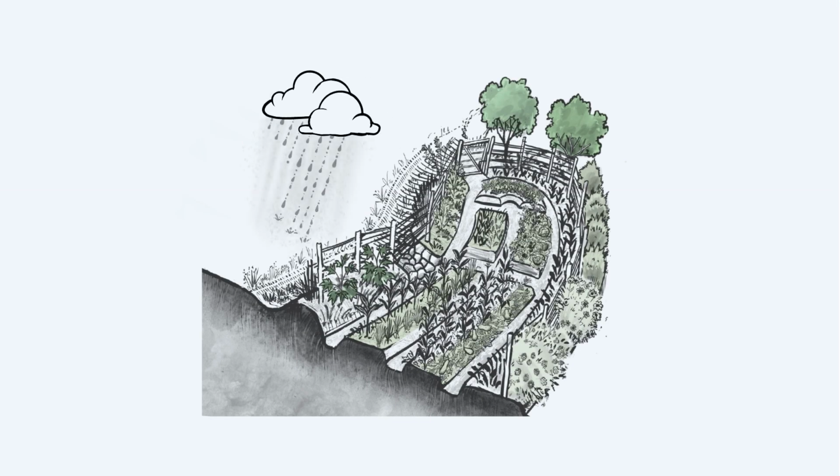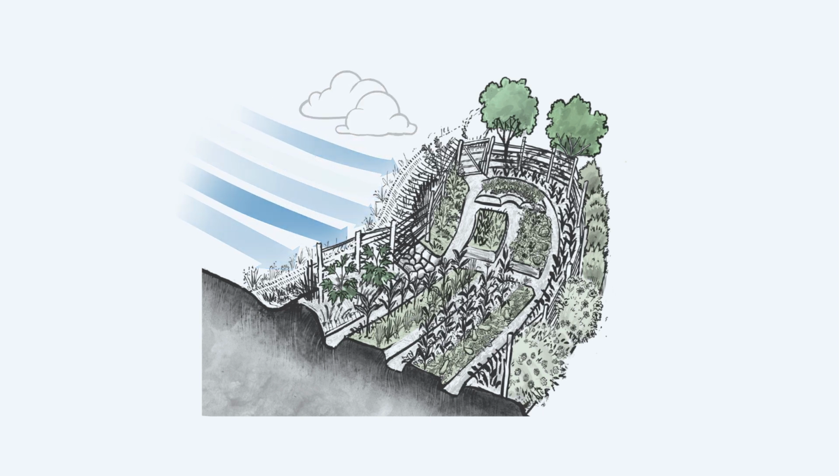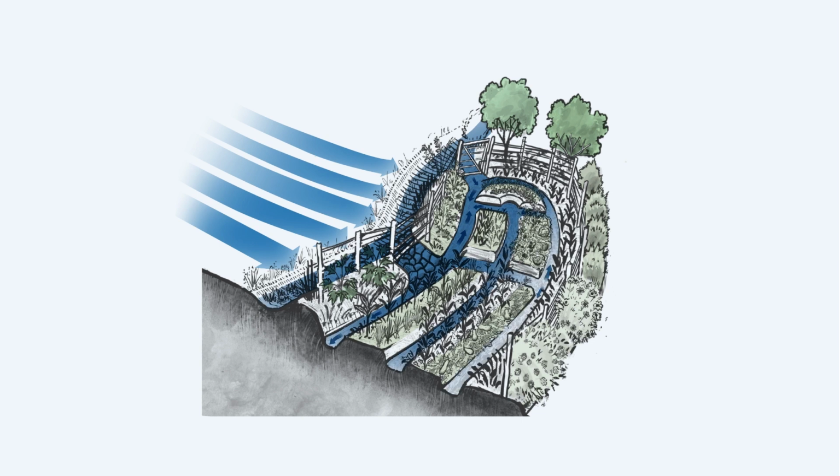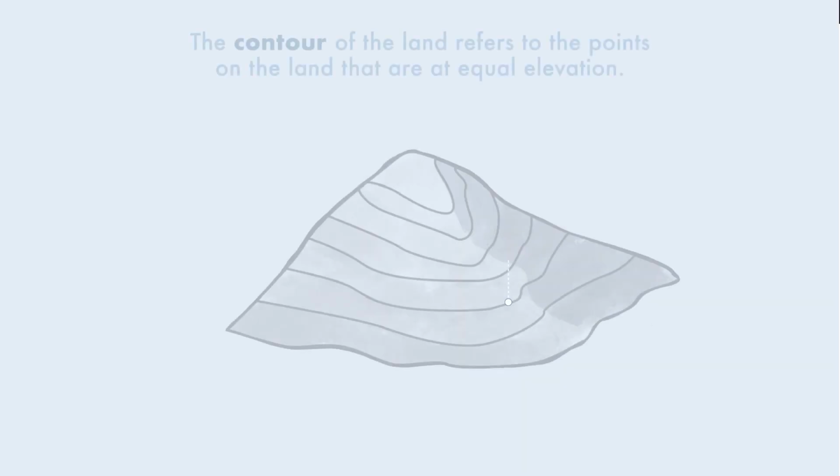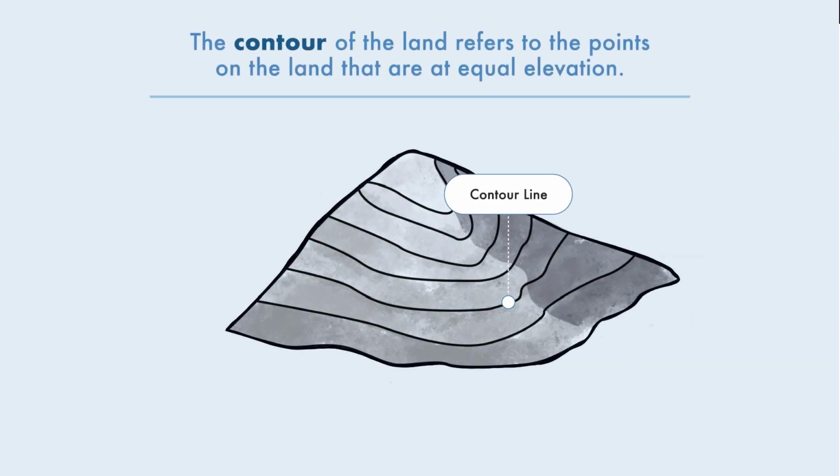First, we slow down rainwater as it moves across the landscape. We then spread it evenly over an area where we want to grow our crops and allow it to sink deep into the soil where plant roots can access it. To do this, we need to work with the contours of the landscape. The contour of the land are the points that are at equal elevation, in other words, perfectly level.